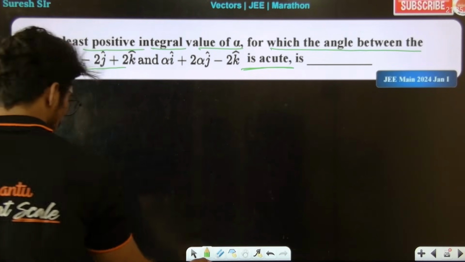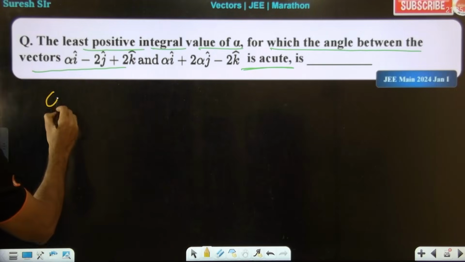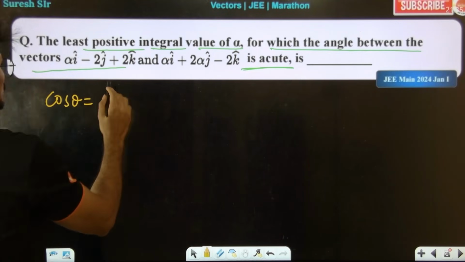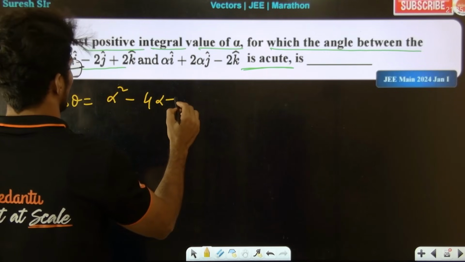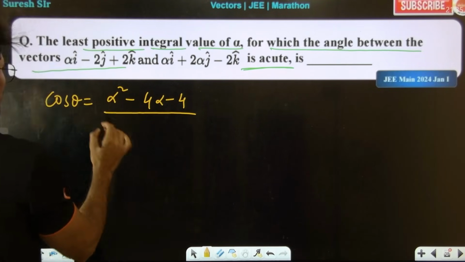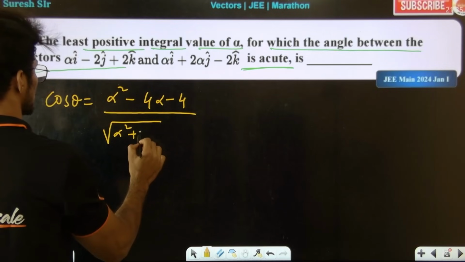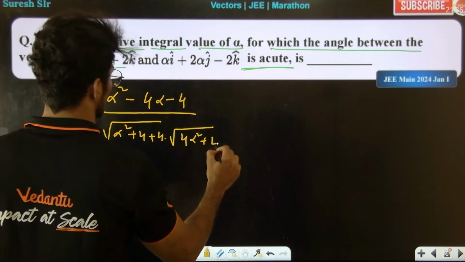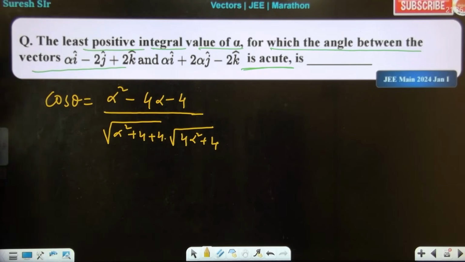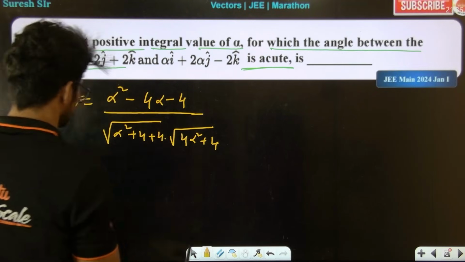So let me write directly. Cos theta is equal to the dot product of these two vectors, which is alpha square minus 4 alpha minus 4, divided by the magnitudes, which is alpha square plus 4 into 4 alpha square plus 4. Any doubt till this? They have given acute, so A dot B should be positive. Yes or no?